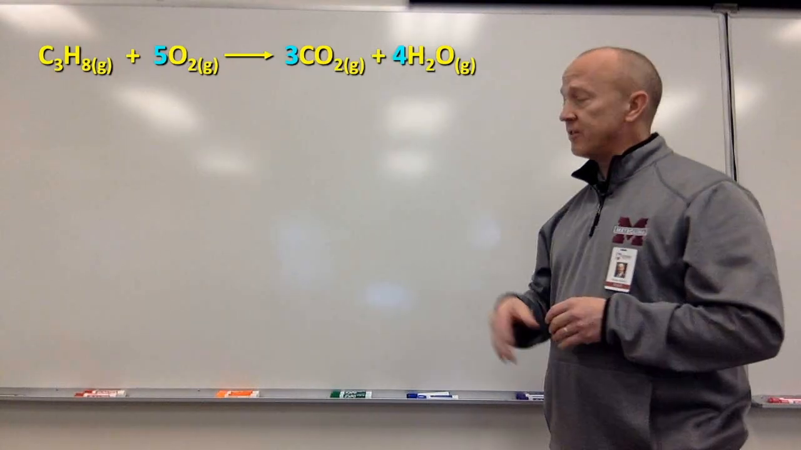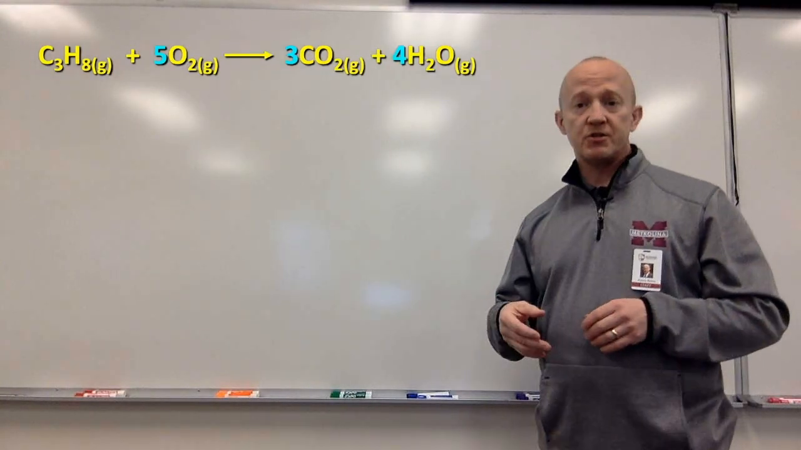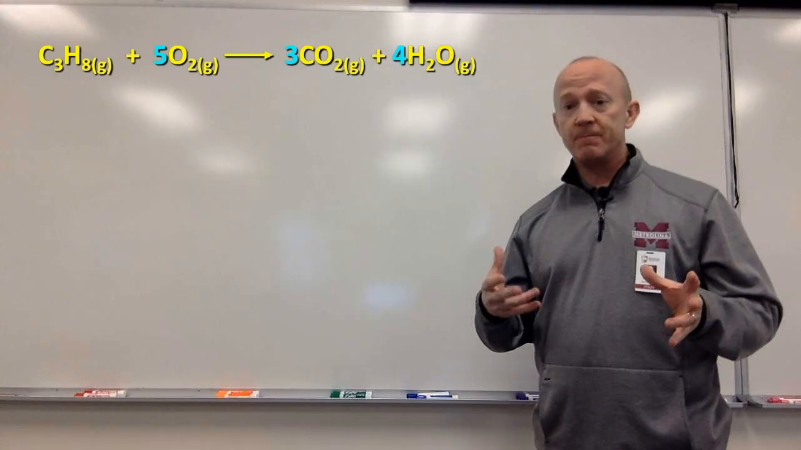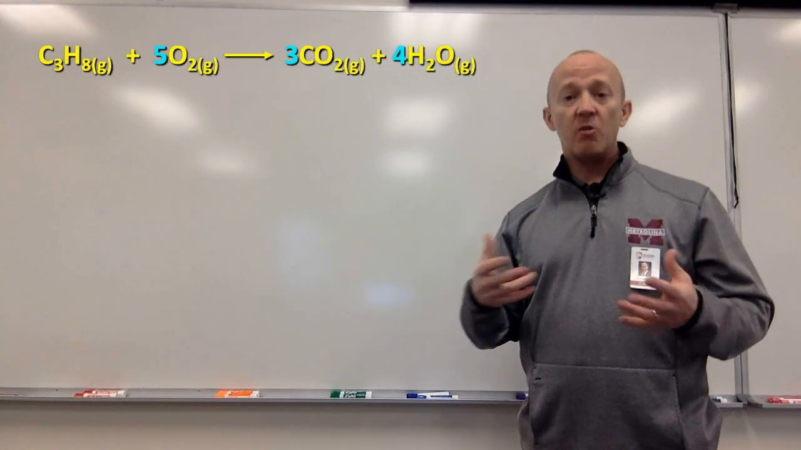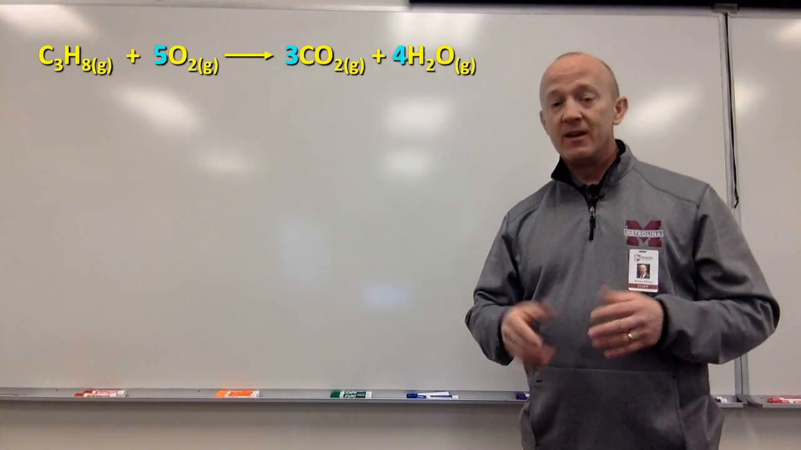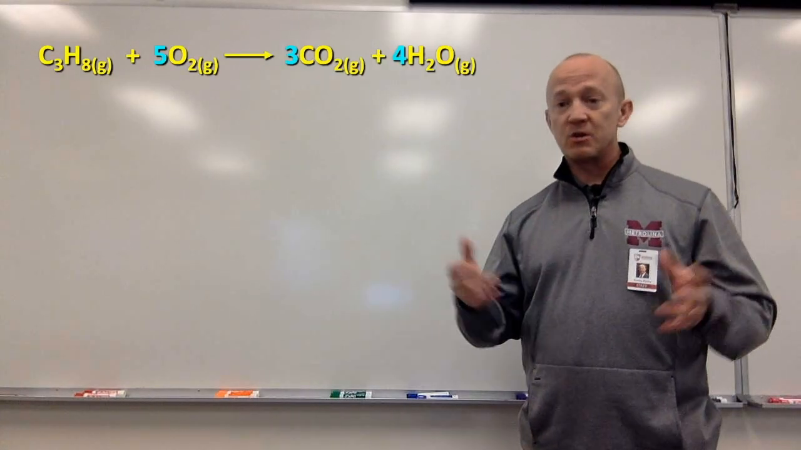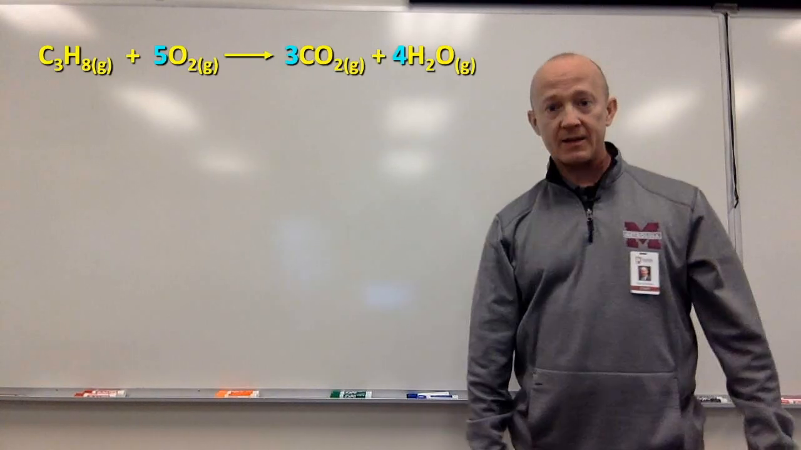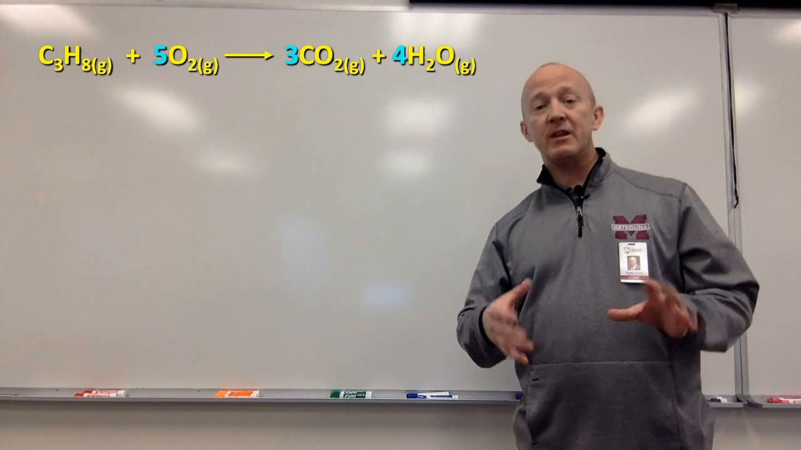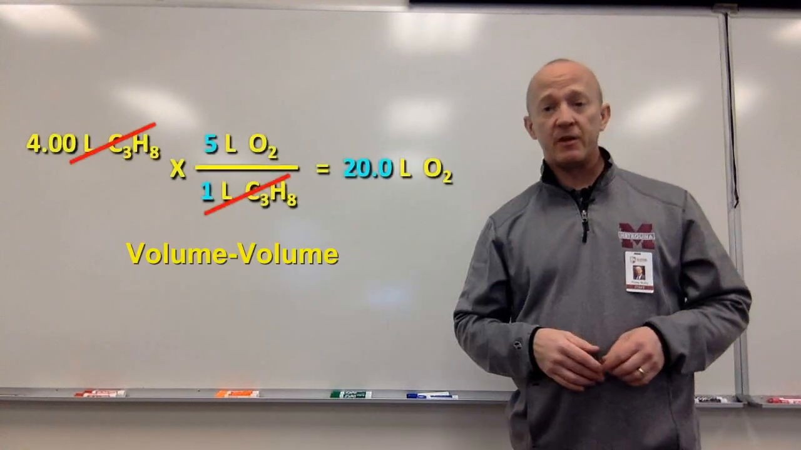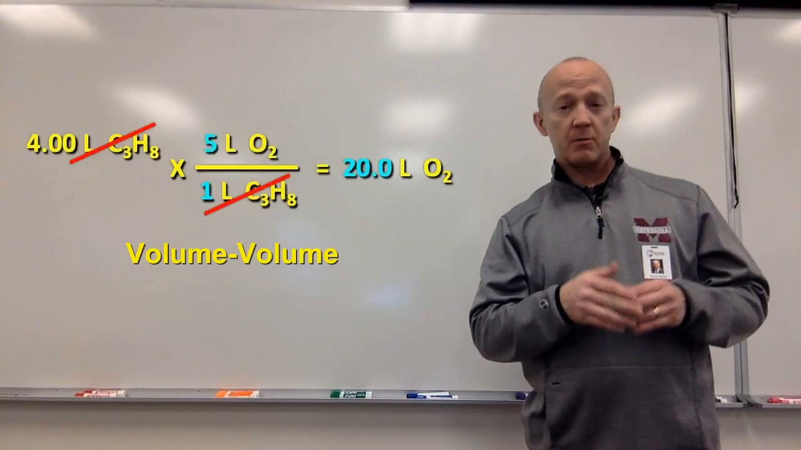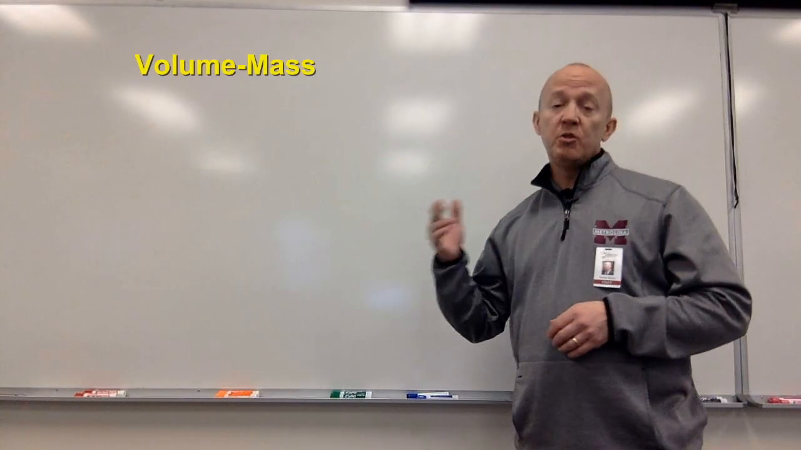You'll notice we didn't say anything about temperature or pressure in this calculation, and that's because they're not really needed. After it's all said and done and all the mixing occurs, these gases will all be at the same temperature and pressure. And if there's any change to the temperature or pressure, it's going to affect all the gases, not just one. That's why we didn't have to worry about temperature and pressure in this case. The previous problem was an example of a volume-volume problem. Let's do a volume-mass problem.